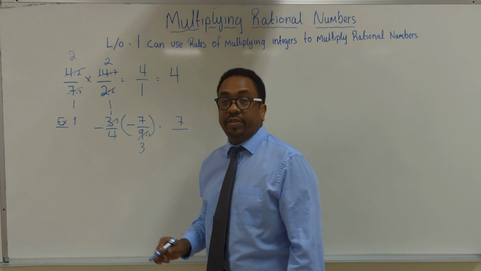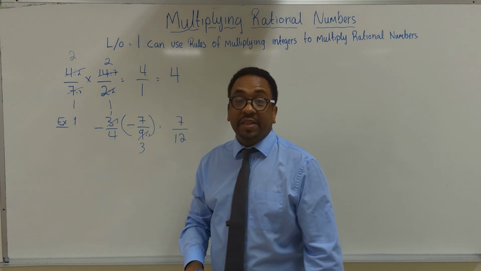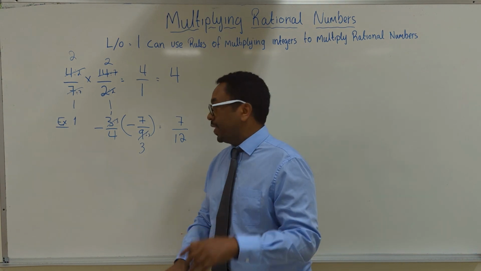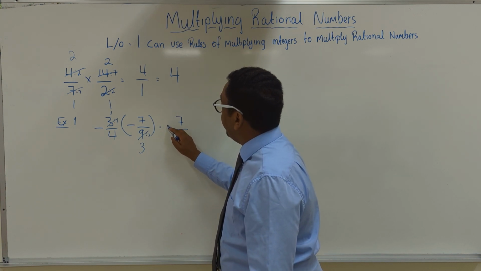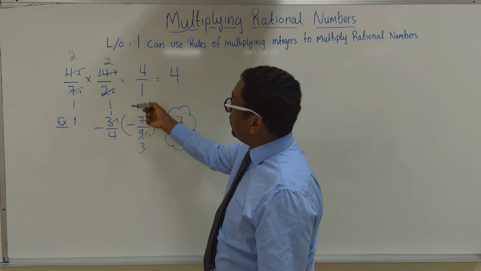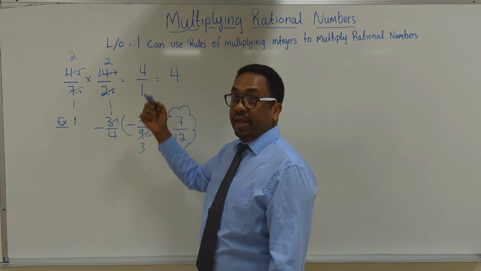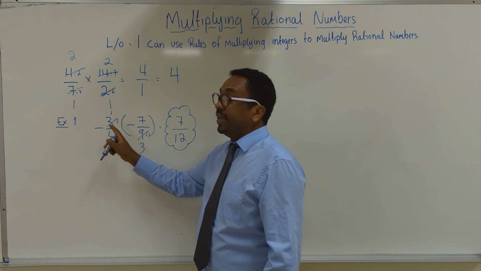4 times 3, 12. Can I simplify this? No, this is my final answer. Because the answer is negative, we don't need to write the negative here. So this will be our final answer. That's the only difference between the lesson today and the lesson we had before on how to multiply. We just keep an eye on the negative.